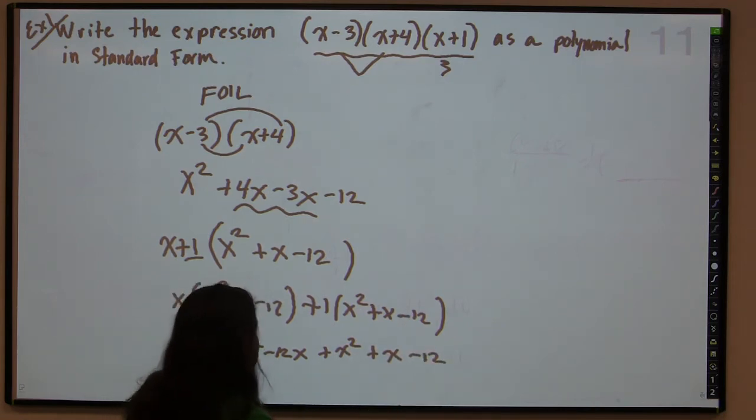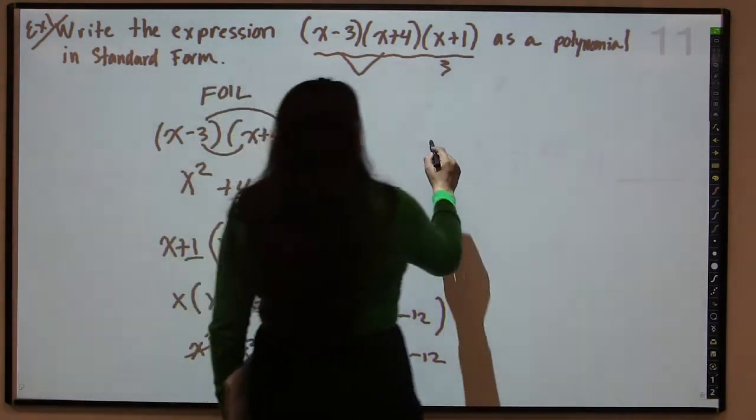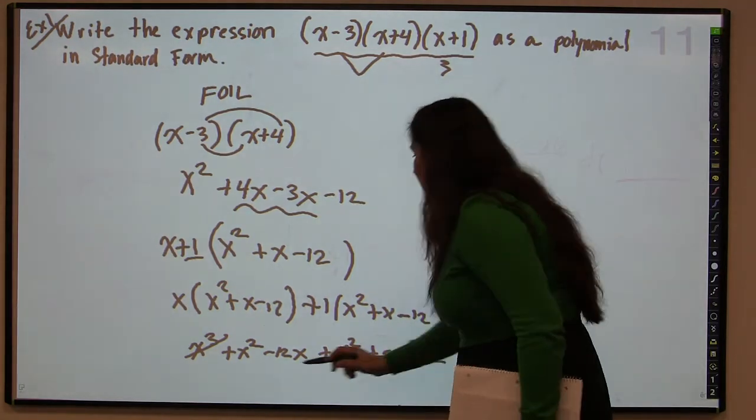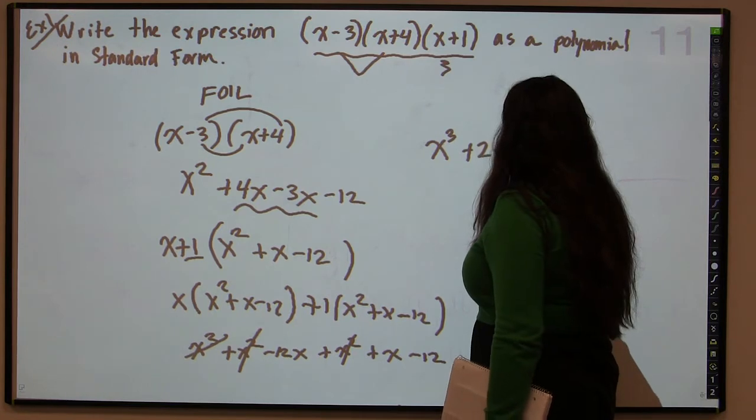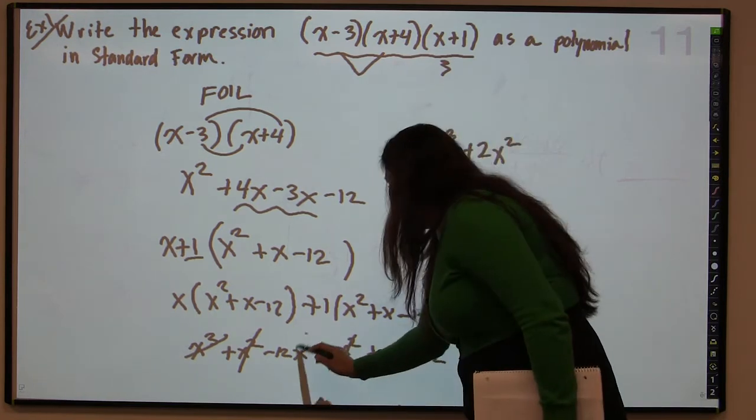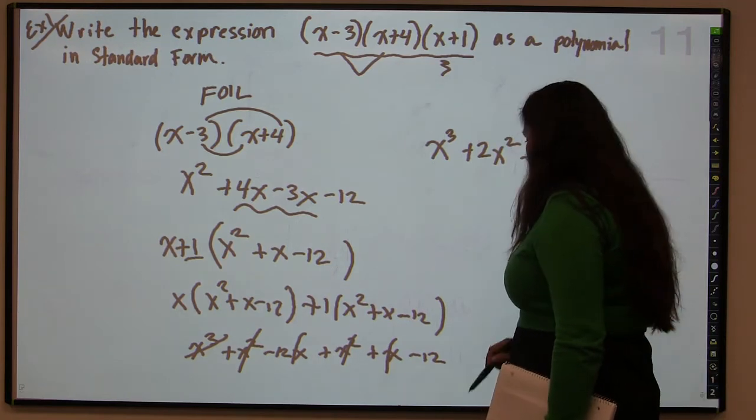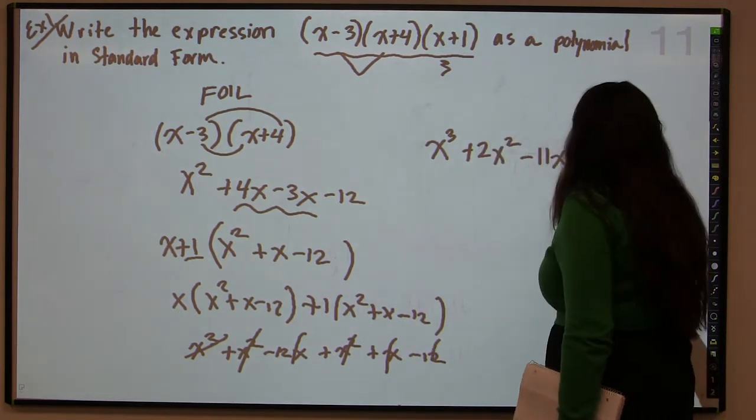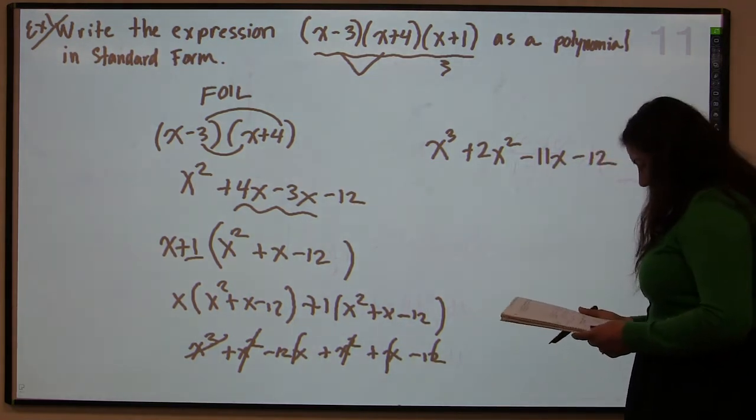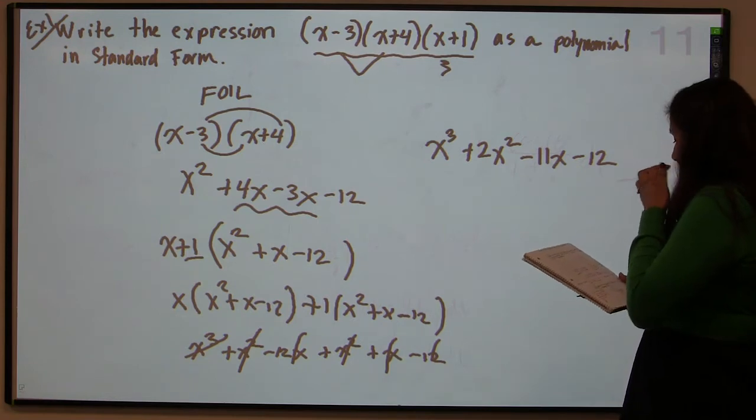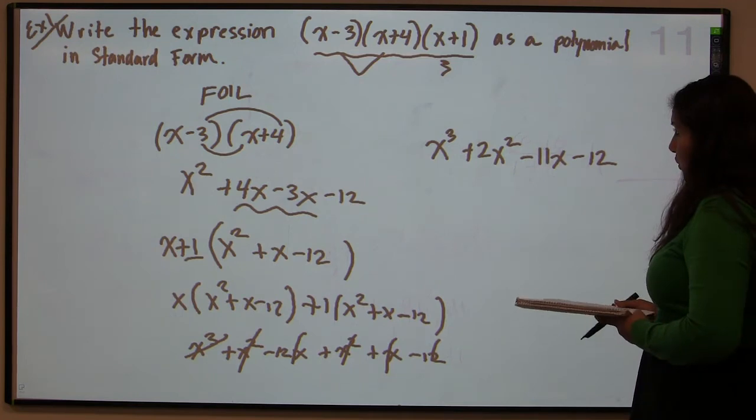Now we can combine all of our like terms and get our final answer. We have one x cubed term. We have a positive x squared and a positive x squared, so that's 2x squared. And then we have a negative 12x and a positive x, that's going to be negative 11x. And lastly, we have our constant term, minus 12. So now we have basically taken this function and written it in standard form. And that is one of the things that you're going to be asked to do.